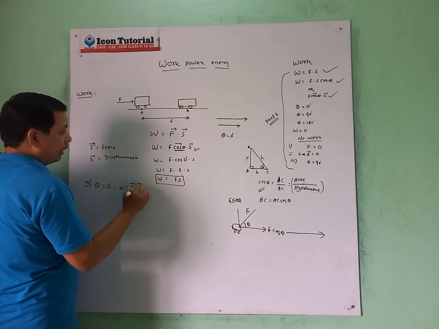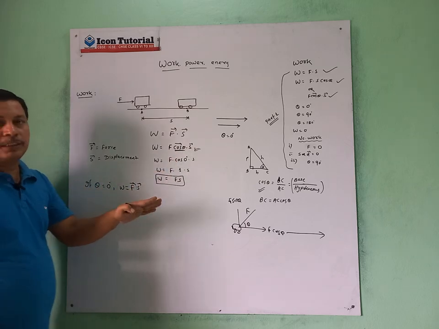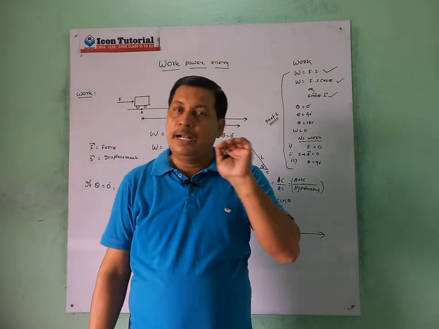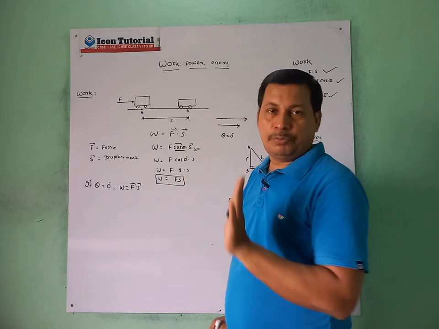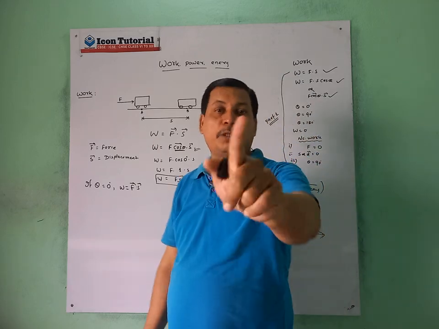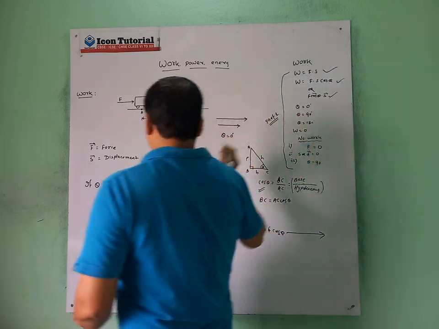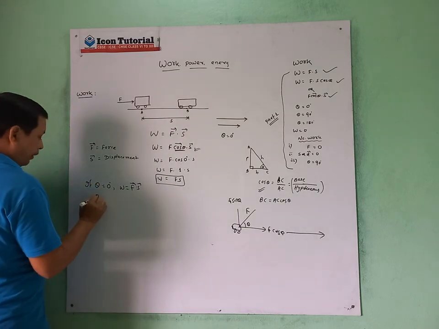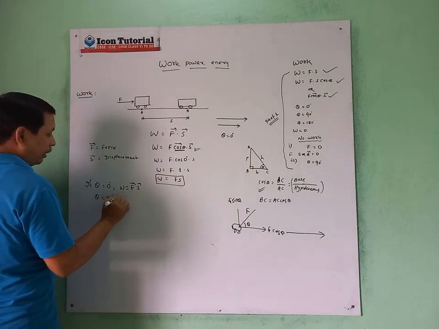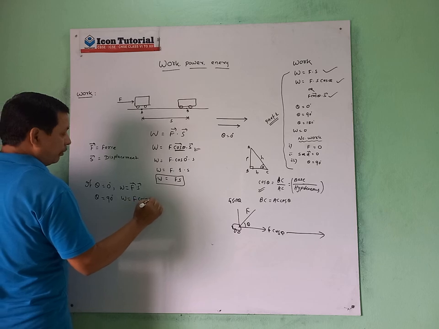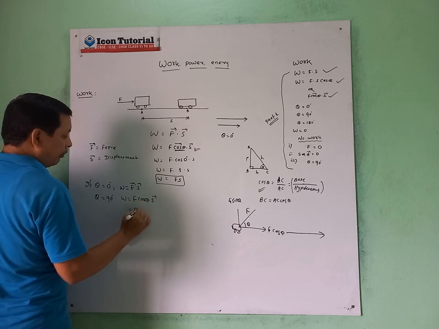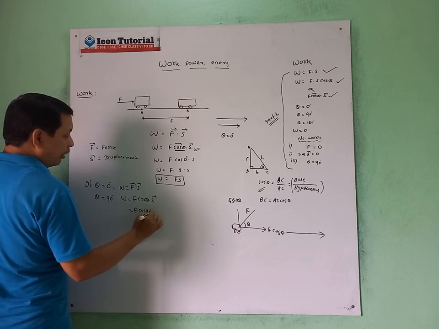So in that case, the 0 degree case, when force is applied in the direction of the force, the body can move. So we can say that it is positive work. Next part is when theta is 90 degree. So W is equal to F cos theta into S. So finally, F cos 90 into S.